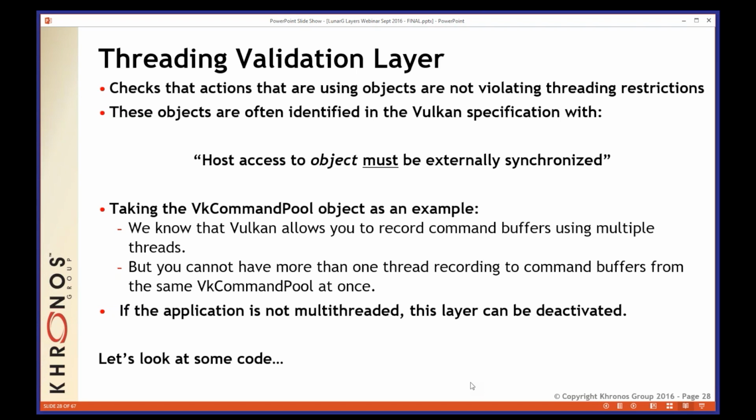Everyone knows that Vulkan is attractive to a lot of people because you can record many command buffers at a time using multiple threads. But one thing you have to watch out for is that you can't have more than one thread recording to command buffers that come from the same command pool. That's what this is all about as far as synchronizing host access. So if you wanted to do multi-threaded command buffer recording, you would need to use multiple command pools. This could be a mistake an application developer can make, and that's why the threading validation layer is here, to check for problems like that.